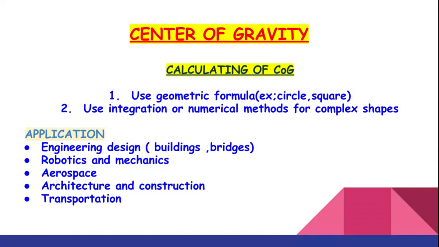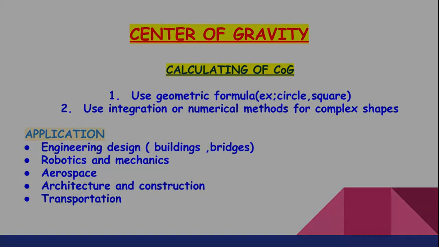For example, if the trailer has more length and you locate the object in the middle, it's okay, the center of gravity is the middle. In case you locate the object in the last corner, the vehicle will fall down. So these are the applications where we use the center of gravity.